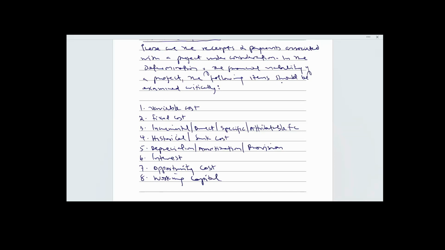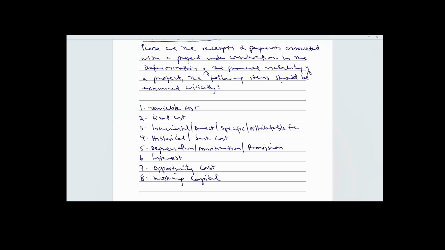The fifth one, depreciation. Depreciation is not cash flow. When determining the financial viability of a project, if you are given depreciation, you have to ignore it, because depreciation is not a cash outflow. It's not a cash item. It does not involve movement of cash. Therefore, you ignore depreciation. It shouldn't be included in the calculation. Number six is interest.